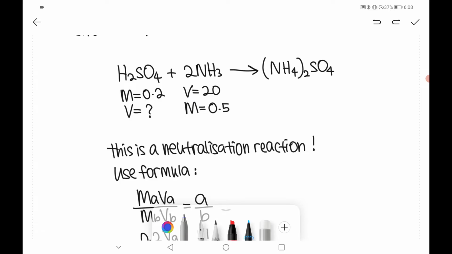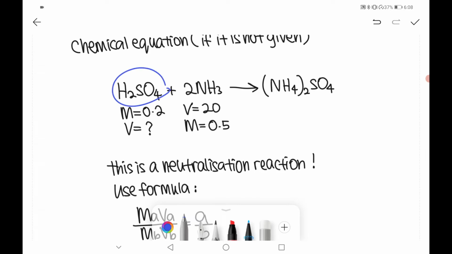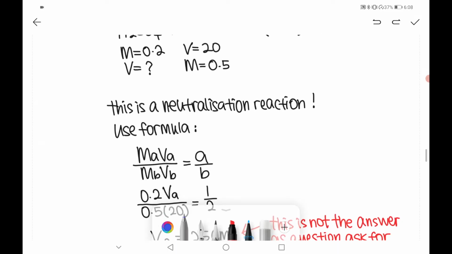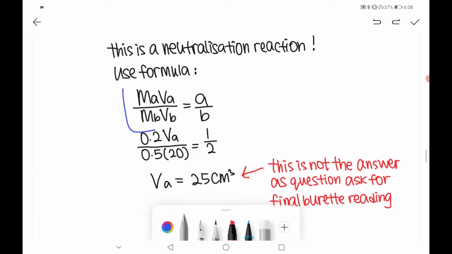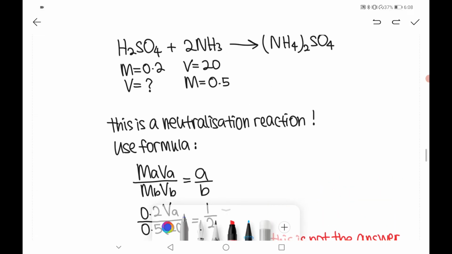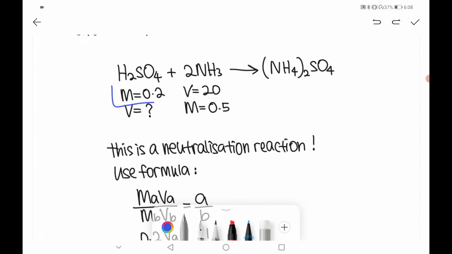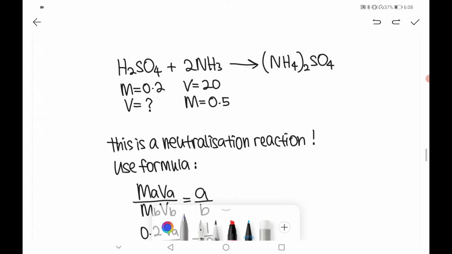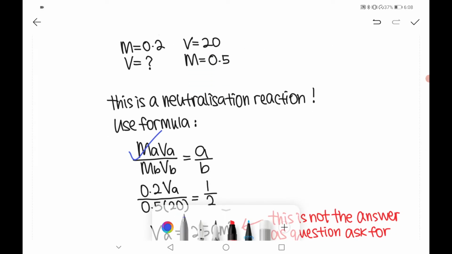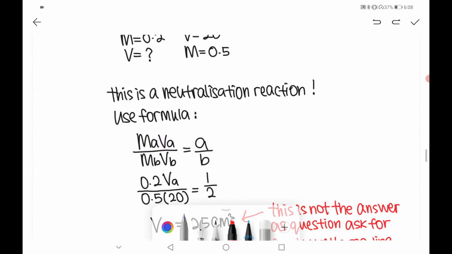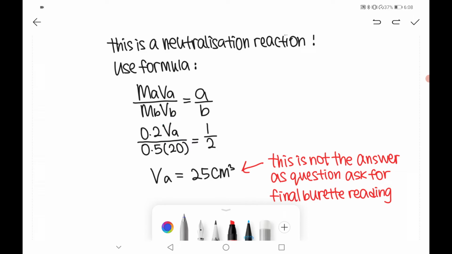So what to do next? Same thing, when you have acid and alkali, this is a neutralization reaction. So for neutralization, use the formula, okay? Put in everything we know. We know the molarity of acid, which is Ma. We know the volume of the alkali, which is Vb. We know the molarity of the alkali, which is Mb. So we know Ma, Vb, and Mb. Put in all the values and we will calculate to get Va.